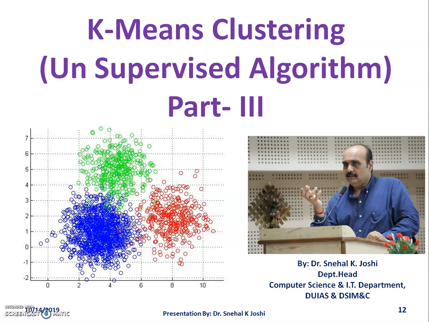Hi, in this particular part of our lecture series on K-means clustering, this is our third part. We saw in the last lecture one example where we generated random data, and we created four different centroids and four clusters. So now we will work ahead and go through one more example using a historical data set.